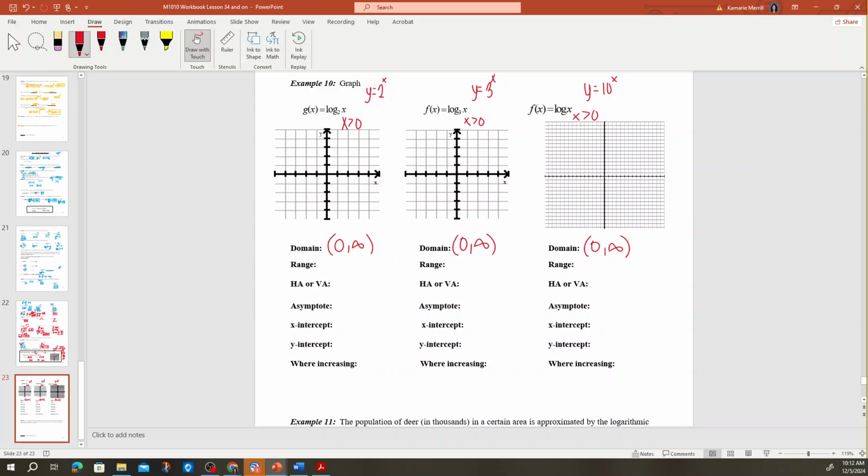All right, what's the range on all of our logs? Negative infinity, all reals, negative infinity to infinity. Good. Do these ones have vertical or horizontal asymptotes? They all have vertical, right? Where is it? X equals 0. Oh, whoops. I actually wrote that up. My bad. You guys can write it down by the asymptote.